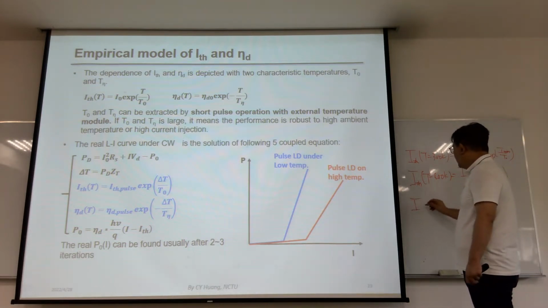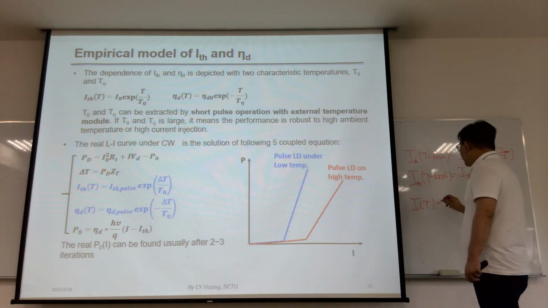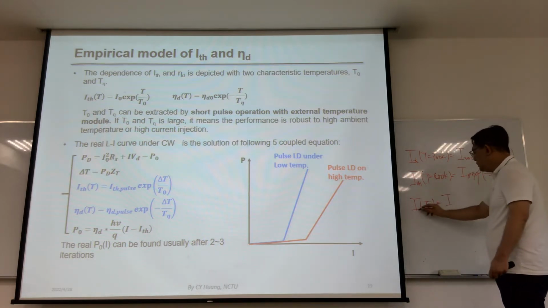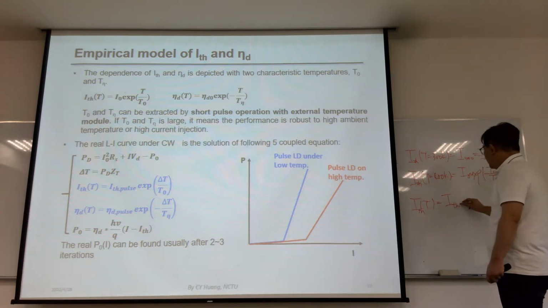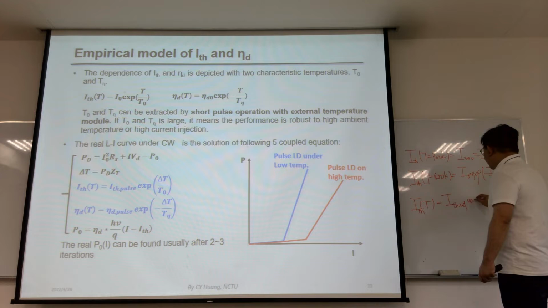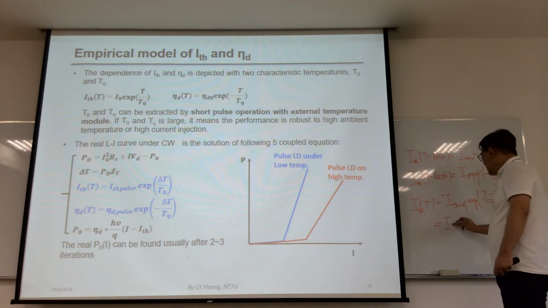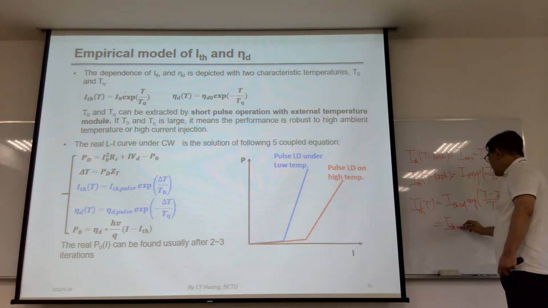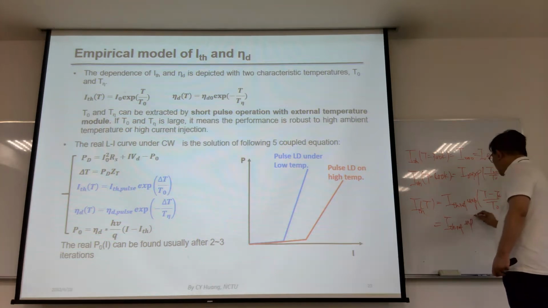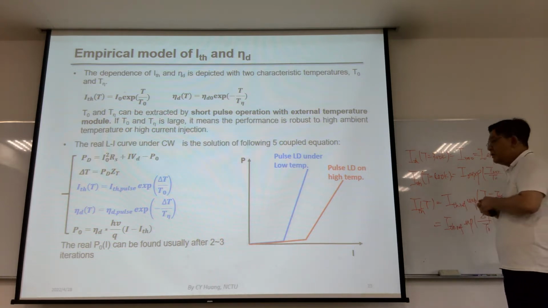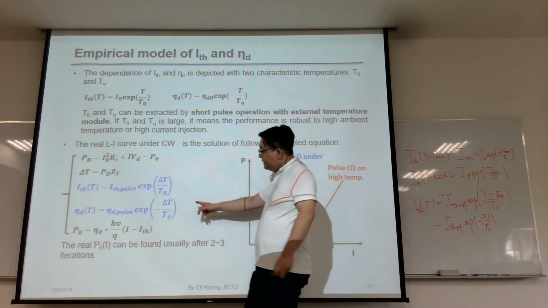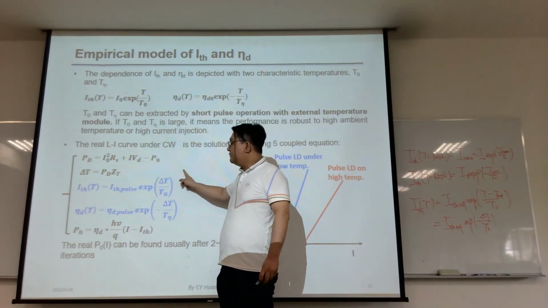So ITH at T will be ITH reference times exponential T0 under T minus T reference, which is ITH reference exponential plus delta T over T0. Okay, so this is the equation. That's what it comes from.